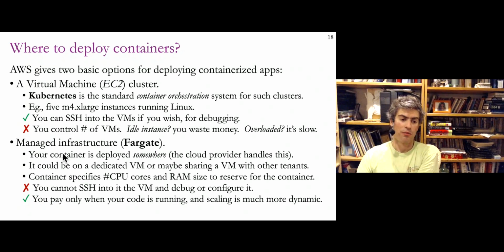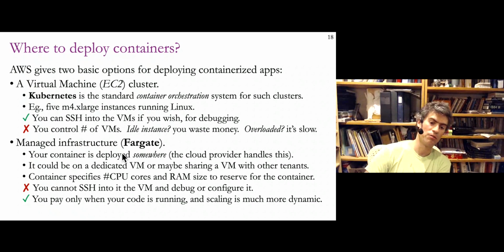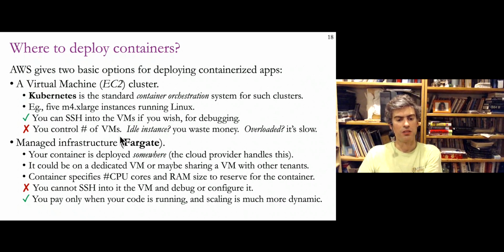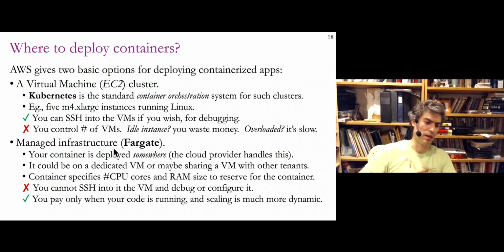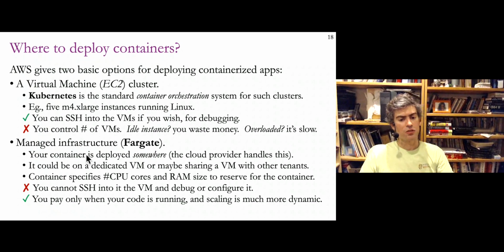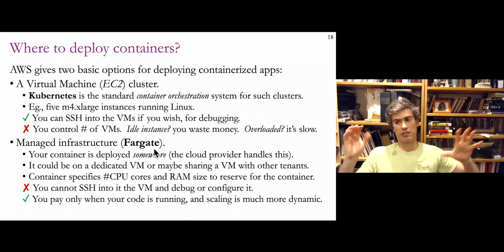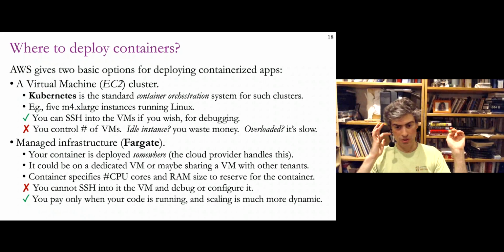Then the alternative is to use managed infrastructure, and on AWS this is called Fargate. That's their managed container platform. By managed here, we mean managed by someone else, not self-managed. So it's managed by Amazon. In this case, you set up a container and then you deploy it to Fargate, and Fargate is just this nebulous cloud platform that has infinite capacity, supposedly.